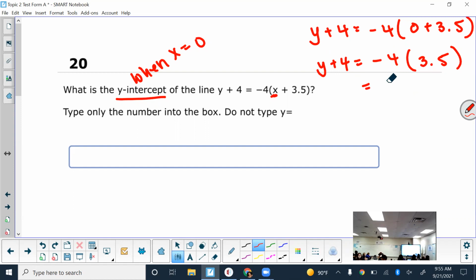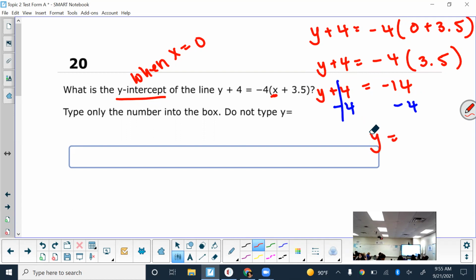You guys know how to use a calculator, right? What's negative 4 times 3.5? Negative 14 equal to y plus 4. Now work toward isolating the y. So how do you get the y by itself? So what would be opposite of adding 4? So do that on each side. And now that the y is by itself, you have your y-intercept.